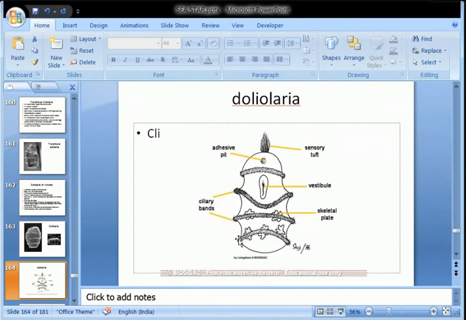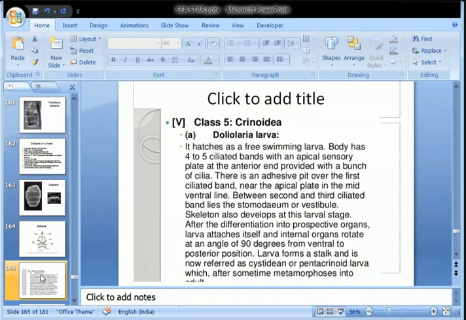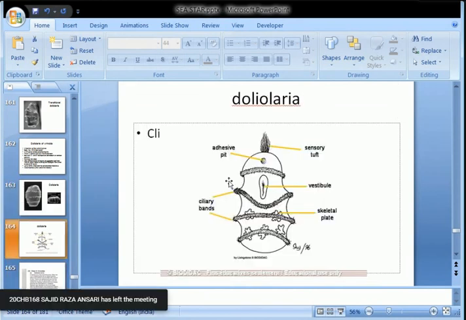Here you see there are ciliary bands, skeletal plates develop, there is this adhesive pit, and the sensory tuft here. So this is the detailed structure, and it hatches as a free swimming larva. Body has 4 to 5 ciliated bands with apical sensory plate at the anterior end. It is provided with a bunch of cilia. Here you have seen in this picture.